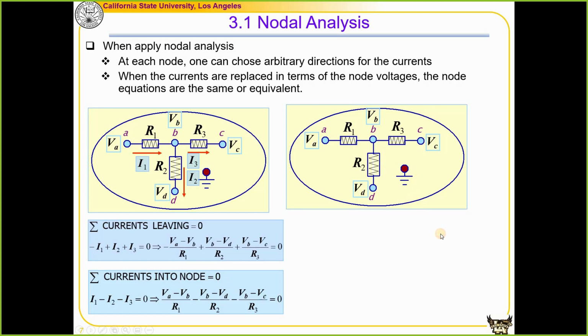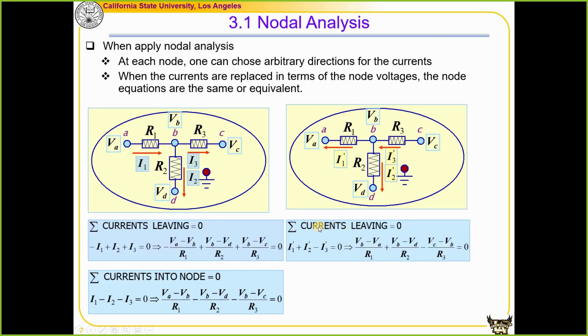So in the second case, I want to define my current in a different way. Just assume that I define my current in this way. Similarly, I can write the nodal equation by following the summation of all the currents leaving is equal to 0. So the equation will be I1 leaving plus I2 leaving, and I3 goes into the node, so minus I3, equal to 0. And we replace I1 prime, I2 prime, I3 prime, which will give us this equation.